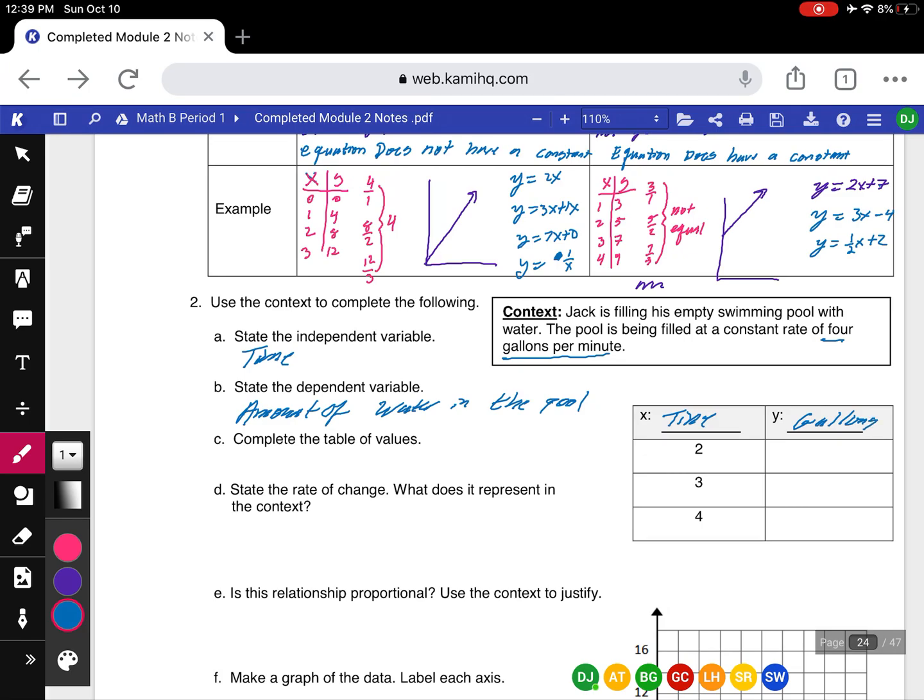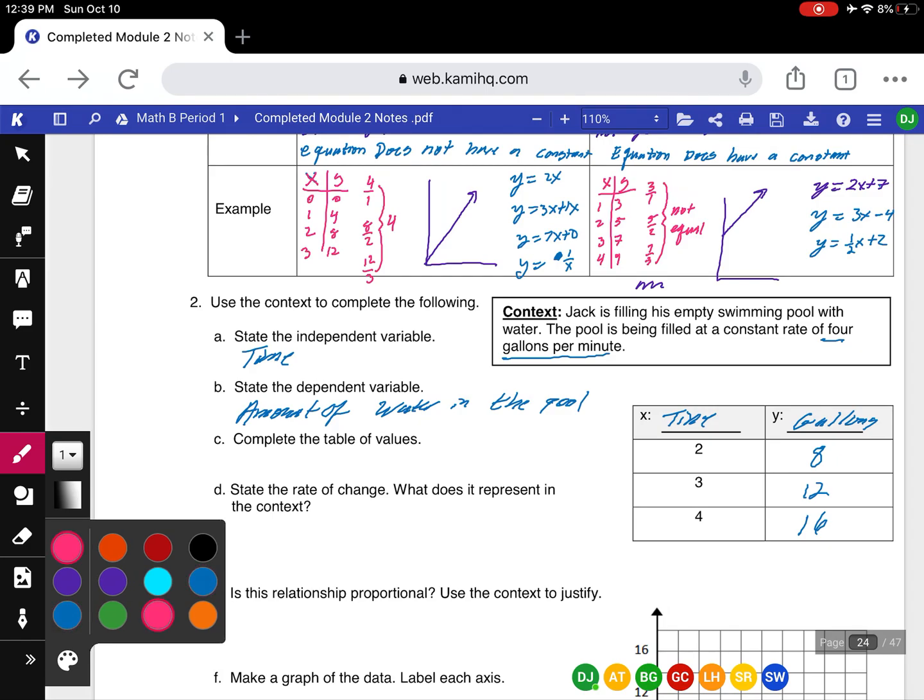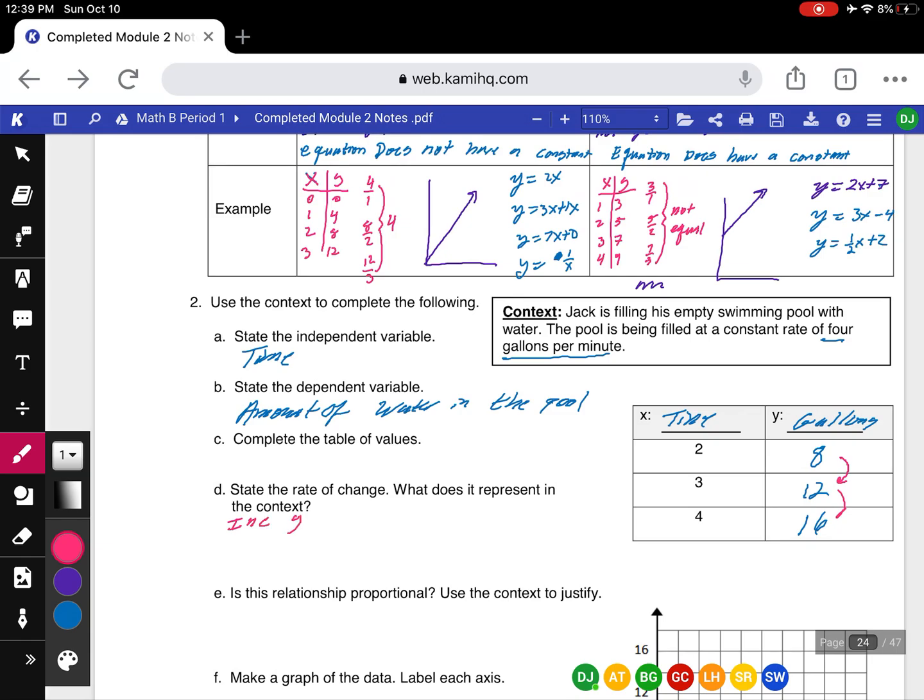Alright, well, let's complete the table values. So it's at 4 gallons per minute, which means at 2 minutes there's 8, 3 minutes there's 12, and 4 minutes there's 16 gallons. Now it says state the rate of change. Rate of change is not the ratio of 8 over 2 or 12 over 3. It's how much am I increasing by? Remember the increase of y over the increase of x.